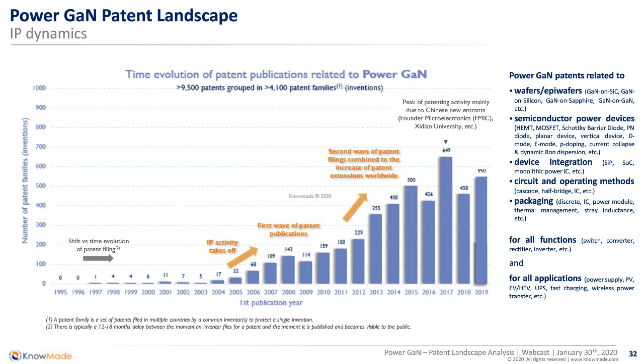The time evolution of patent publication shows two waves of patent publications, and since 2015, we have reached a plateau. And the peak in 2017 results mainly from numerous Chinese players. This IP trend may reflect technology maturity. A lot of patents now exist along the value chain, from epiwafers and power devices to operating methods, device integration, and packaging. And on the other hand, market leaders with strong enforceable patents are present. And also more and more newcomers are entering the IP landscape.